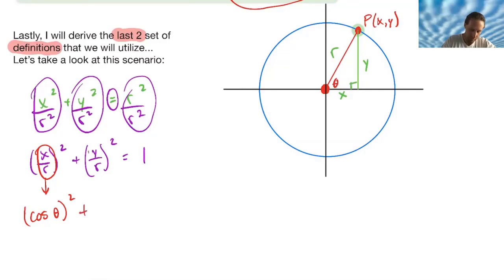Plus, hopefully you also know y over r. If not, start memorizing these. Take the time to memorize it. Trust me, you will thank me later. Y over r, hopefully you know, is sine for that angle that built that triangle x, y, r. And since it's squared, we then have cosine squared plus sine squared equals 1.